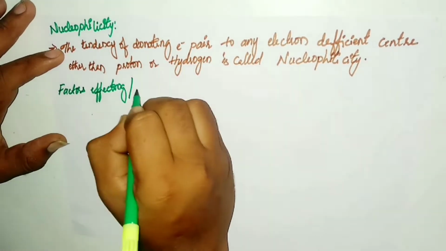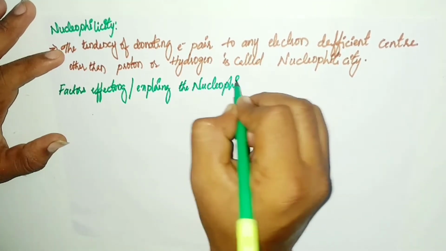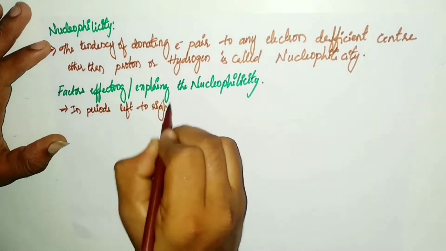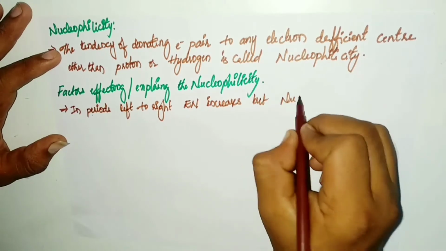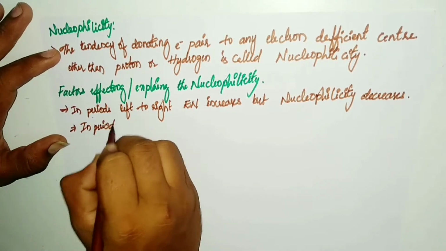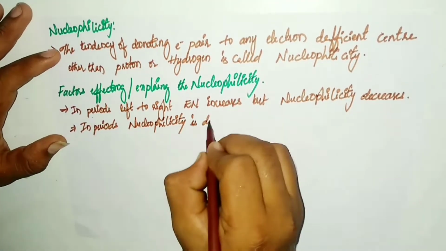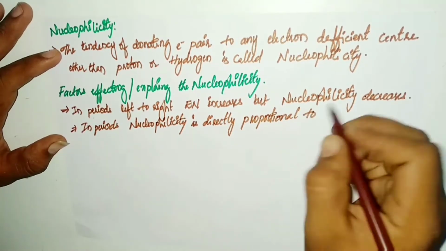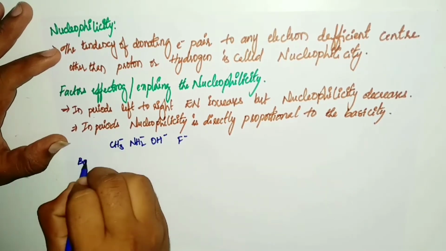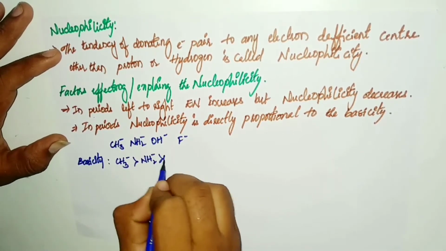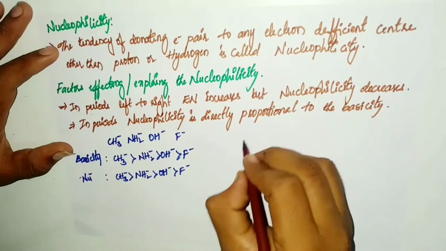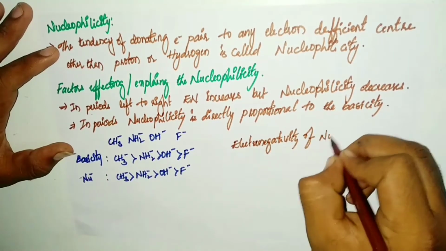Here, the factors affecting the nucleophilicity are, in periods from left to right, electronegativity increases, but nucleophilicity decreases. In periods, nucleophilicity is directly proportional to the basicity. And here I am writing some examples. By those examples, you can know what basicity and nucleophilicity are and what the difference between them is. Look at these examples and their orders. You can understand it. And this comes under the electronegativity of the nucleophile.